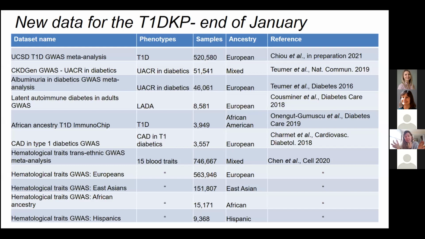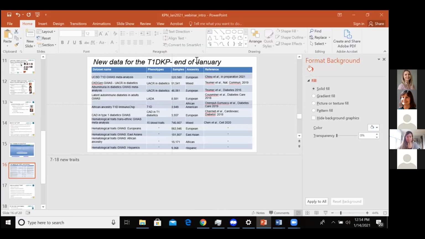So a lot of this data will be available to the portal as of January 28th. So it's a little preview for you. This will really increase the power of the T1D KP at that point. But let's talk about what we've got so far.